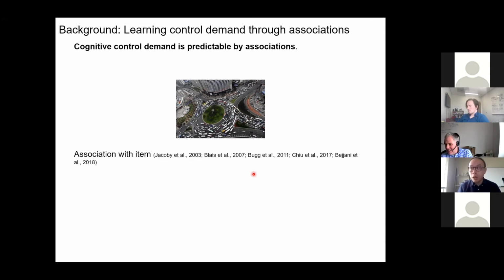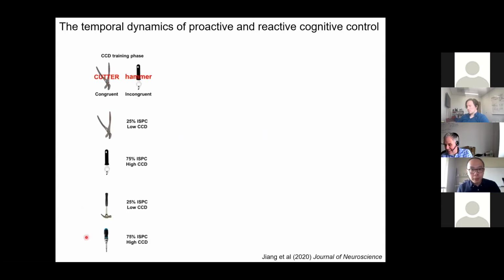In order to study this question using neuroimaging, we again paired a similar behavioral paradigm with high density EEG. So this is the behavioral design we have. This is a typical item-specific proportion congruency effect, or ISPC, design. On each trial, the participants see a tool image and the name of a tool. They don't necessarily agree. When they do agree, this is a congruent trial.